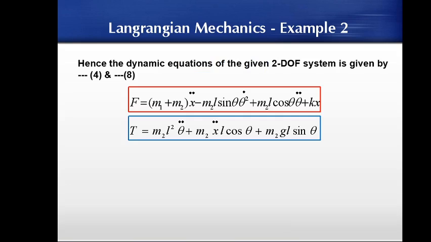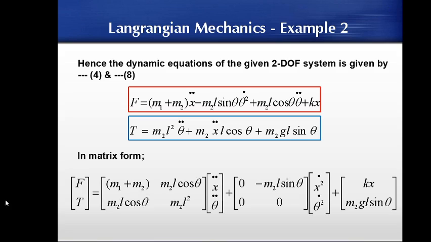So for the given 2 degree of freedom system, we have the dynamic equations given by equation number 4 and 8. That is, F is equal to (m1 plus m2) into x double dot minus m2 L sin theta into theta dot square plus m2 L cos theta into theta double dot plus kx, and torque T is equal to m2 L square theta double dot plus m2 x double dot L cos theta plus m2 gL sin theta. So these are the two equations. You can end up at this.